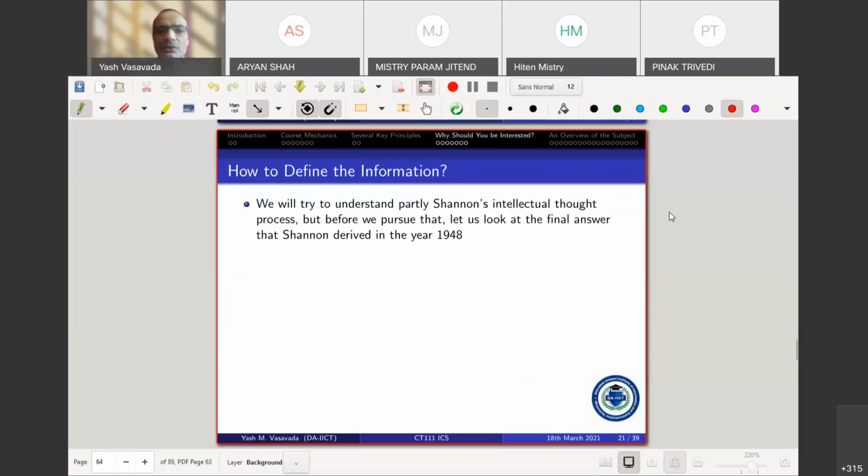And so that is what we will do, at least in the first few lectures of this course. We will try to understand what Shannon's intellectual thought process was. Okay, that is going to be our objective over the next few lectures.